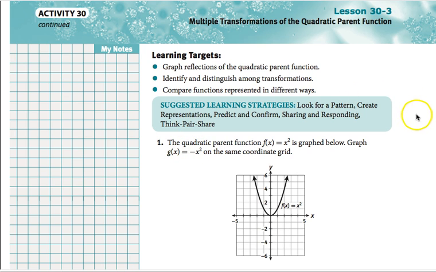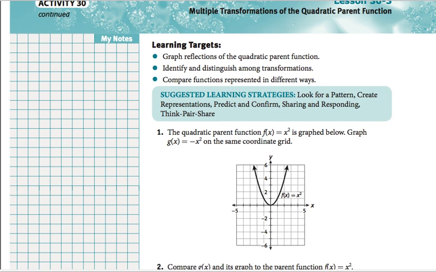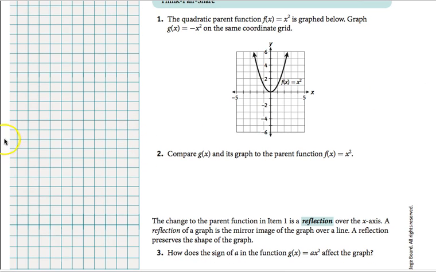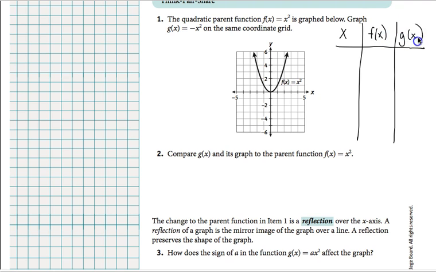So in number one, the quadratic parent function is graphed. We've seen this lots and lots of times over the last few lessons. We're going to graph g of x equals negative x squared on the same coordinate grid. They didn't give us a t-chart here, but we can make our own. Just like we have many times before, I'll make 3 columns: x, the parent graph f of x, and g of x. It doesn't go up to 9, so we might as well just start at -2: -2, -1, 0, 1, and 2. And we know that f of x would be 4, 1, 0, 1, 4.